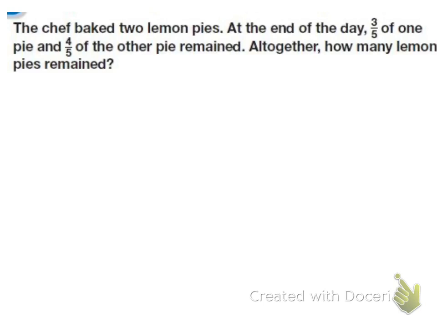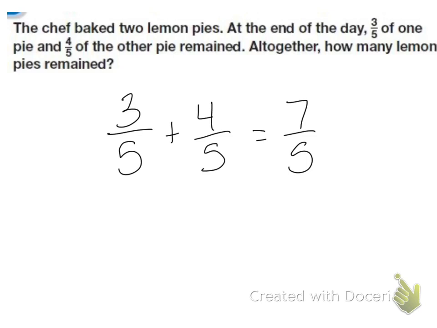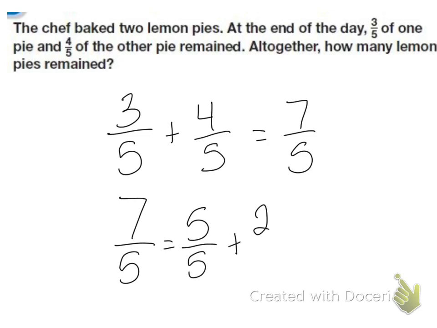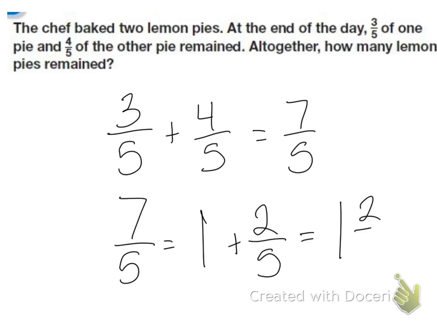The chef baked 2 lemon pies. At the end of the day, 3/5 of one pie and 4/5 of the other remained. Altogether, how many lemon pies remained? So first we have to figure out how much this is. So we have 3/5 plus 4/5. Okay? So 3/5 plus 4/5 equals 7/5. Now we need to change this improper fraction to a mixed number. Okay? So 7/5 is the same as 5/5 plus 2/5. Okay? And then 5/5 we know is the same as 1. So my mixed number would be 1 and 2/5.